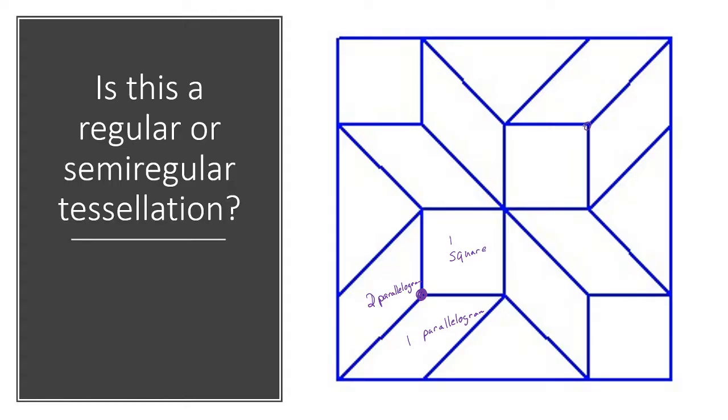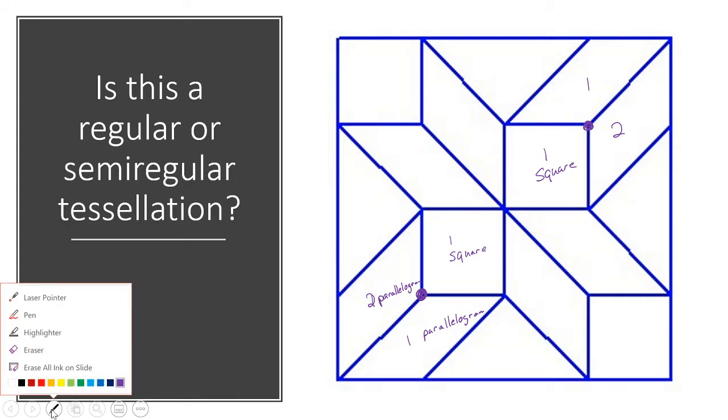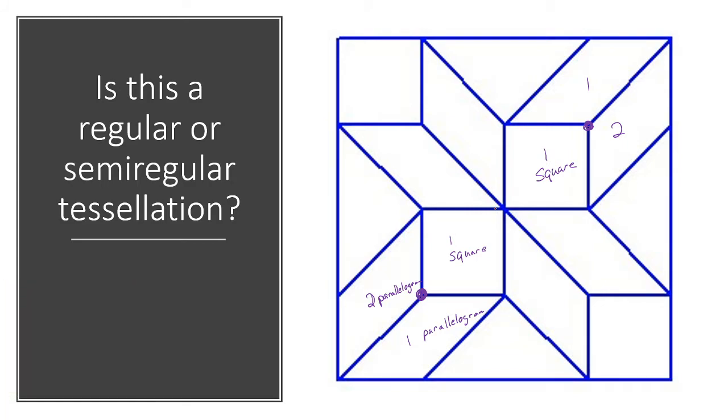We do have other places where we have one square and two parallelograms. But then I also have a vertex like the one in the center. And in the center, I have two squares and four parallelograms. So therefore, I'd call this an irregular tessellation.